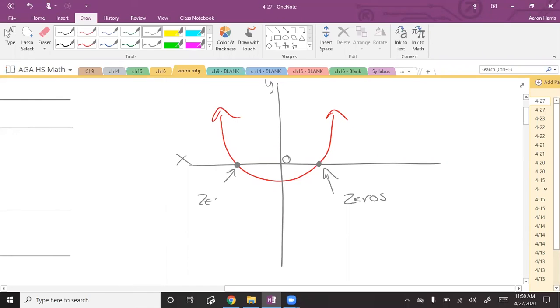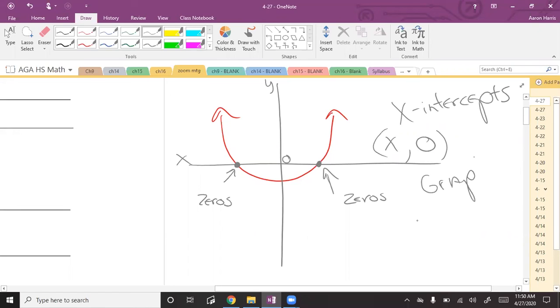And why is that? Why does that make sense? Well, think about your coordinate pair. X is going to be some number. Y will always be what? 0. It's what we call what? X-intercepts. X-intercepts are where the graph crosses the x-axis. So the reason why I'm giving you this information is so this makes sense.